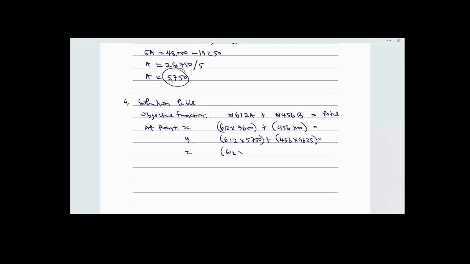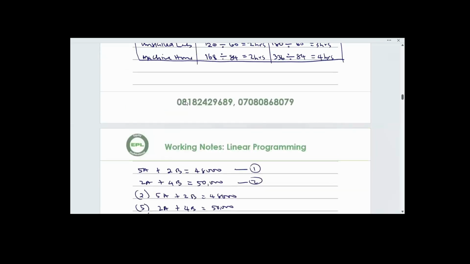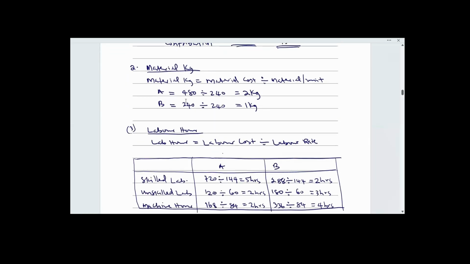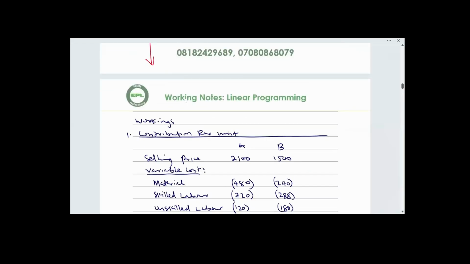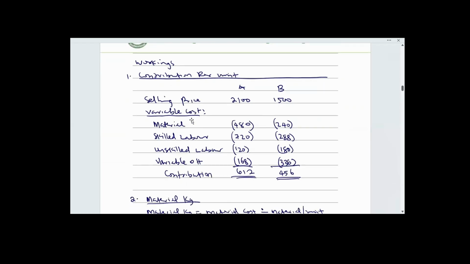Then the last one, 612 multiplied by 0 plus 456 multiplied by, what do you have there? 12,500.